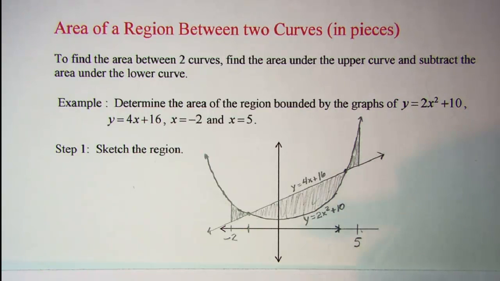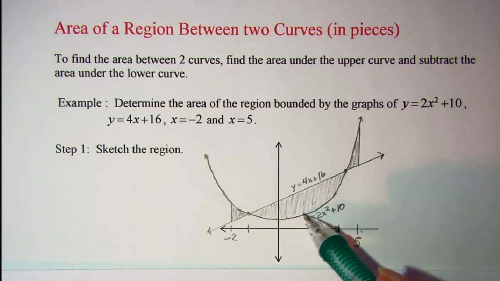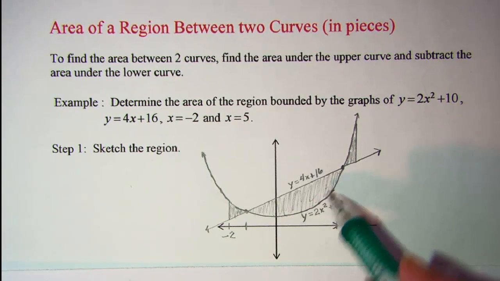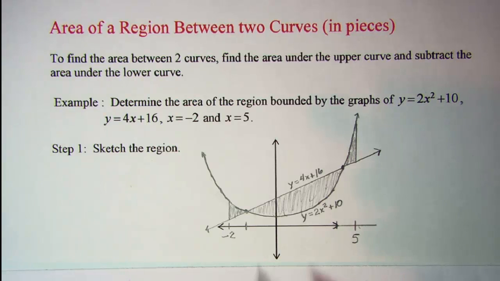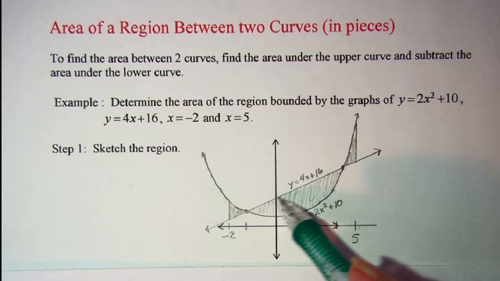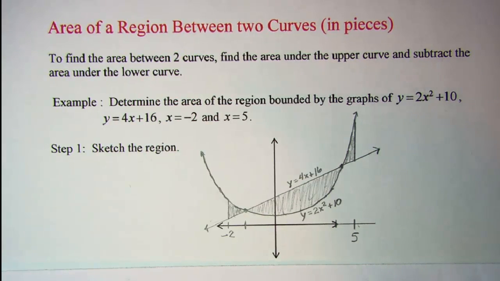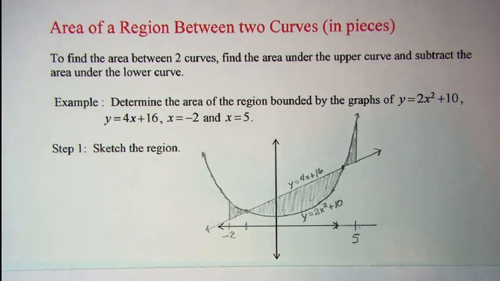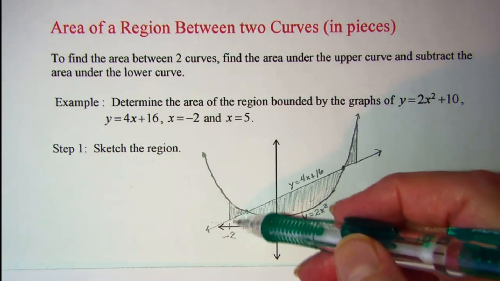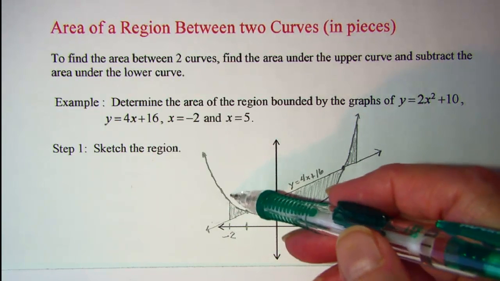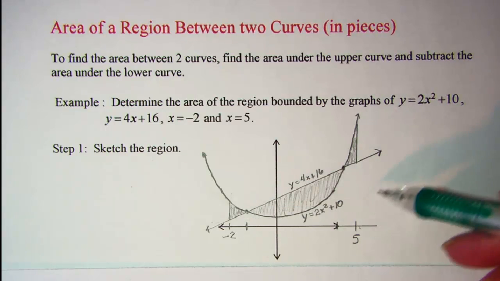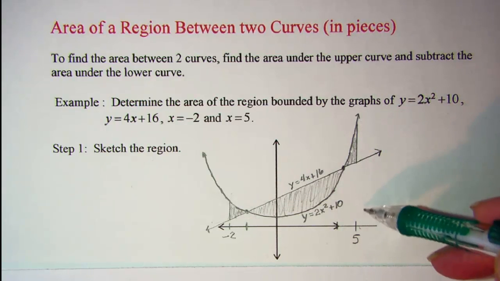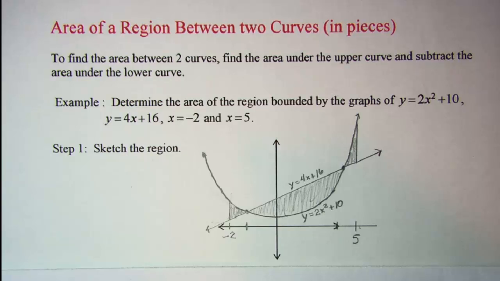Our y equals 2x squared plus 10 is this parabola. The y equals 4x plus 16 is this straight line. And the x equals negative 2 and x equals 5 are the vertical lines, one at x equals negative 2 and one at x equals 5. So you can see why we are doing this in pieces.